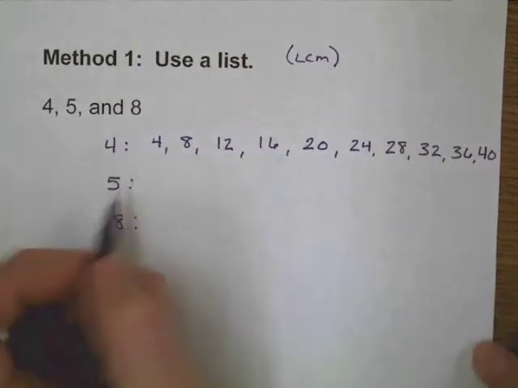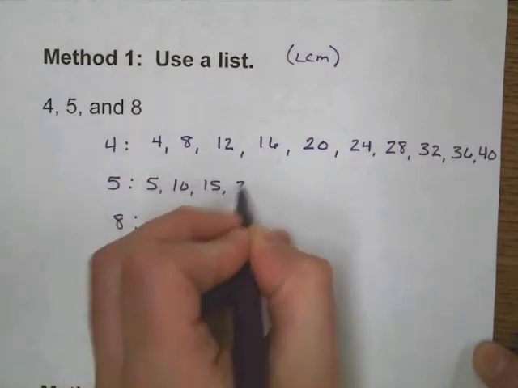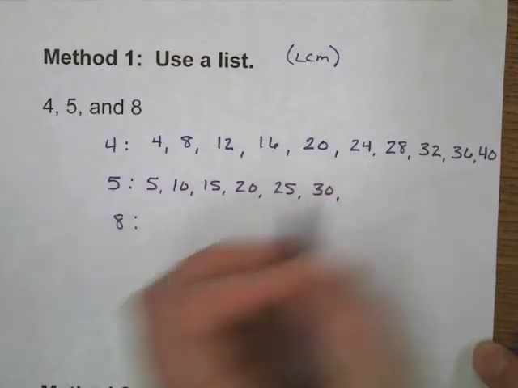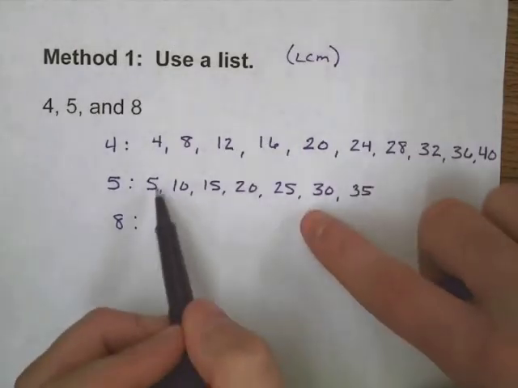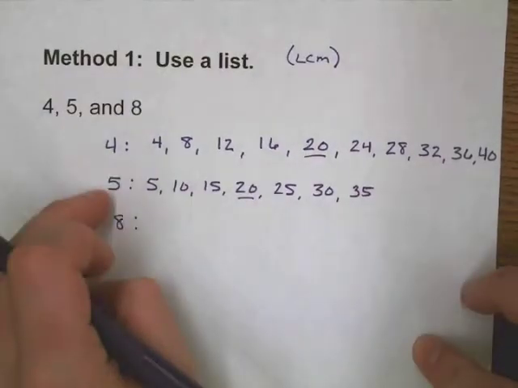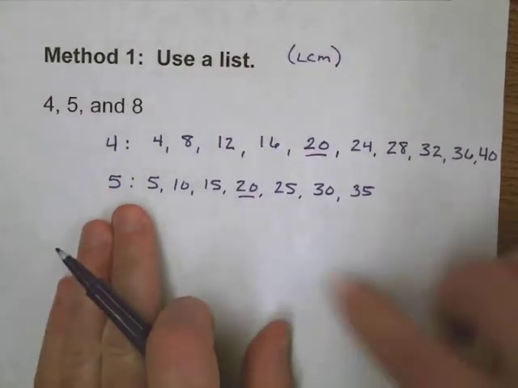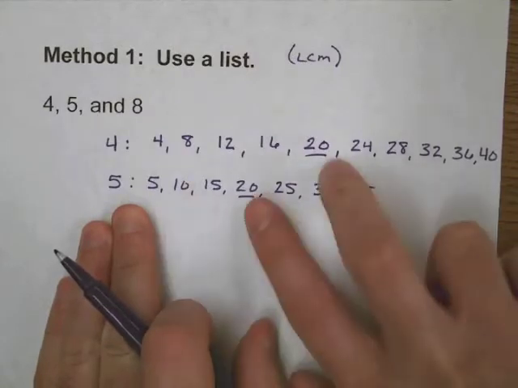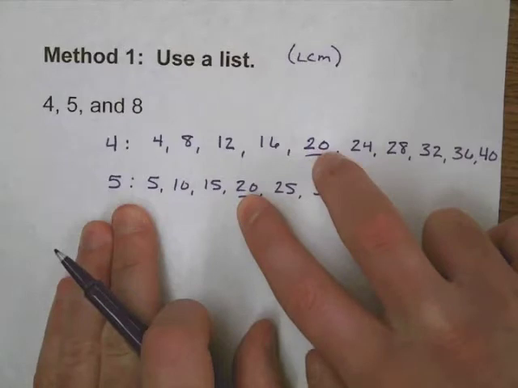So 5, let's go through. 5 times 1 is 5. 5 times 2, 5 times 3, 5 times 4, 5 times 5, 5 times 6, 5 times 7. And notice I'm looking up here, comparing some of these multiples. Well, there is a multiple that 4 and 5 have in common. If we were just looking at those two numbers, a common multiple of both 4 and 5 is 20, and it's the first one where those two lists overlap. So we could say the lowest common multiple of 4 and 5 is 20.